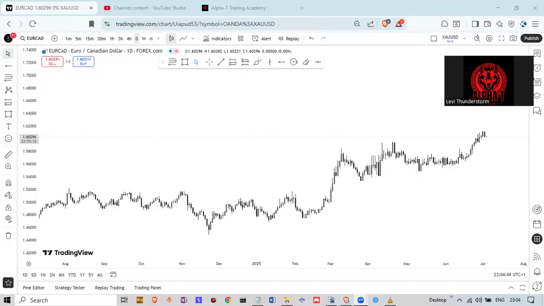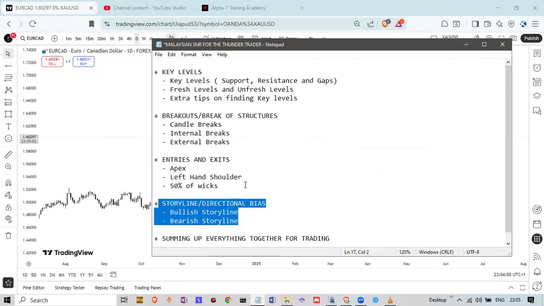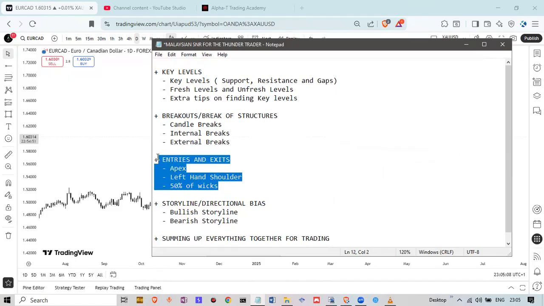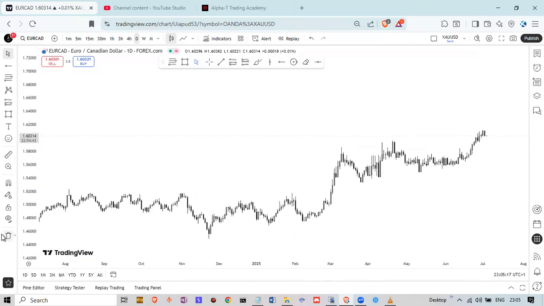So I'm actually back again to show us how to use Malaysian SNR to trade. All right, so picking up from where I left, I would have loved to take you on storyline and directional bias so you can know how to follow market price movement. But I feel like if I told you how to go on entries and exits, you would know how to find the bias yourself. You can take it whichever direction you choose to.